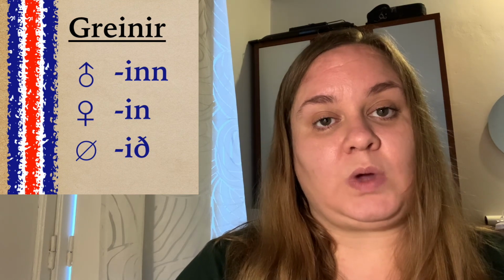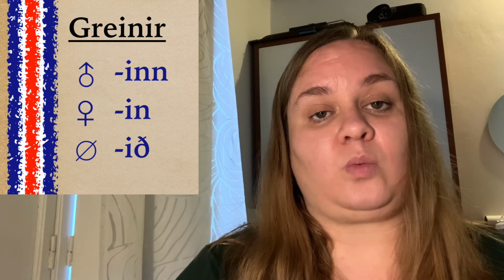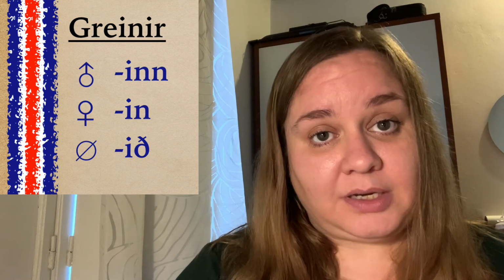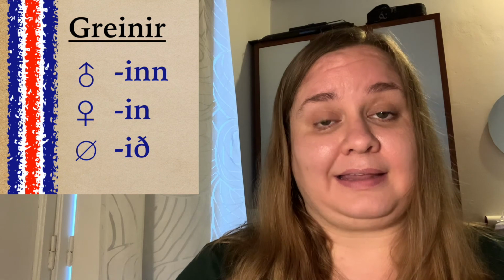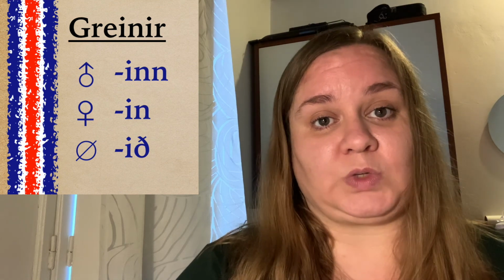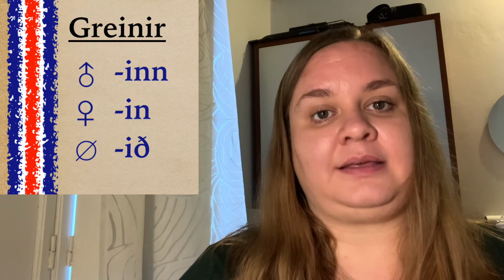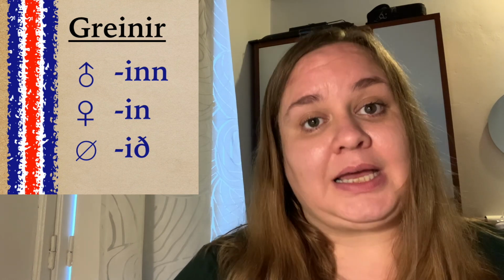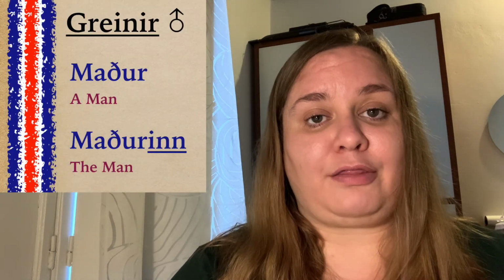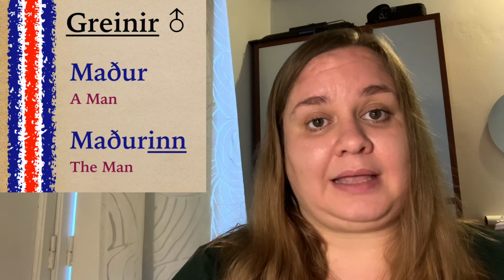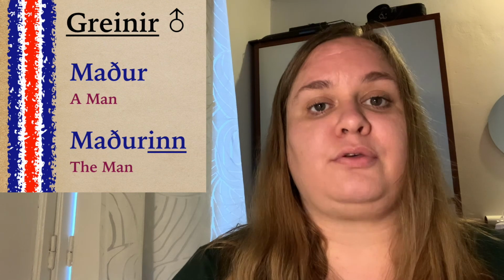inn with two n's, we add to masculine words. In with one n, we add to feminine words. And ið with an I and an eth, we add to neutral words. Okay, so the basic rule is this: inn, in, ið. I will give you some examples. First of all, a man, maður in Icelandic, when we add the greinir, it's maðurinn. Maðurinn.